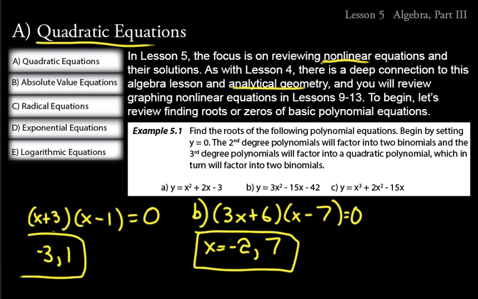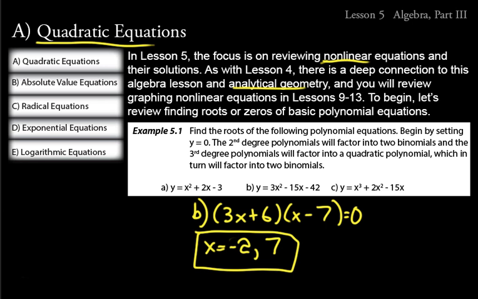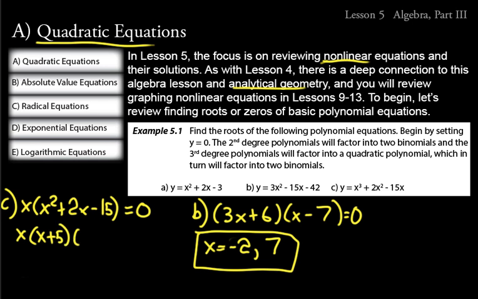On C, we have a third degree polynomial, x cubed plus 2x squared minus 15x. But notice we can factor an x out. Let's do that first over here on the left: x times x squared plus 2x minus 15 is equal to 0. Then let's factor that, as said in the instructions. This would factor into two binomials. So x times x plus 5 times x minus 3, that works, equals 0.